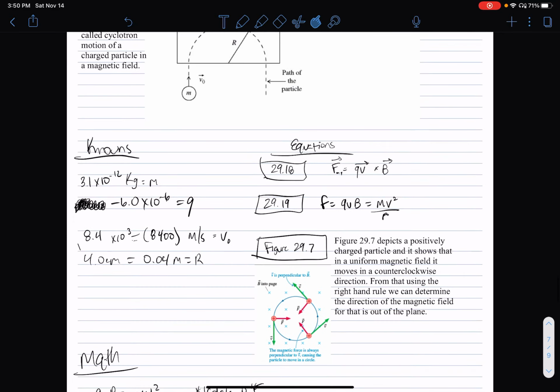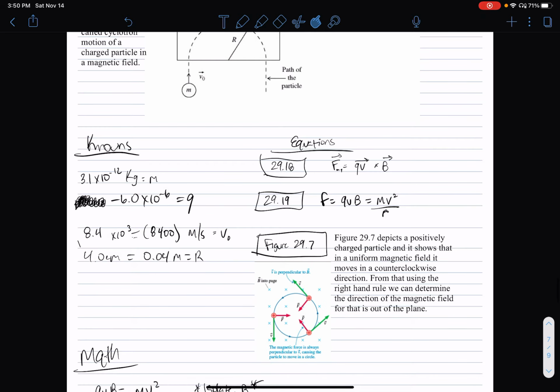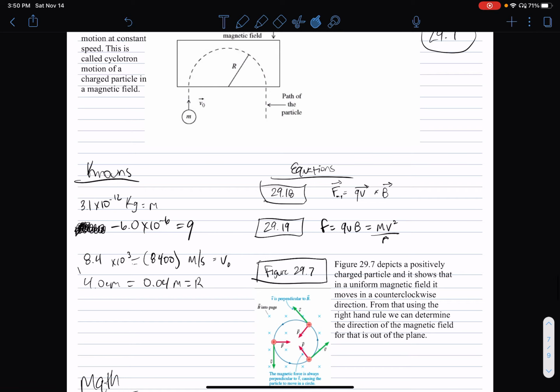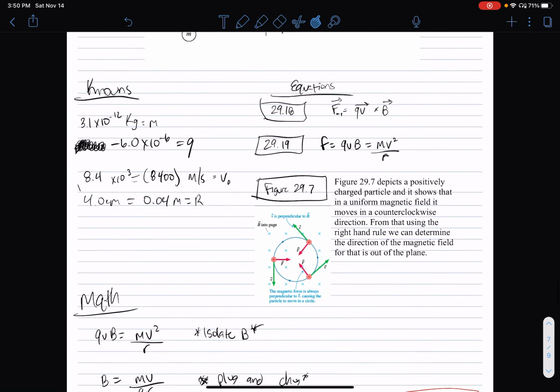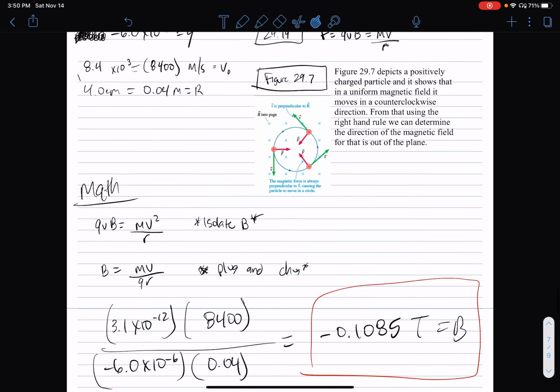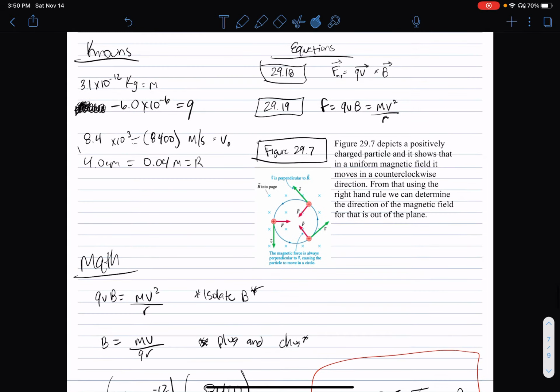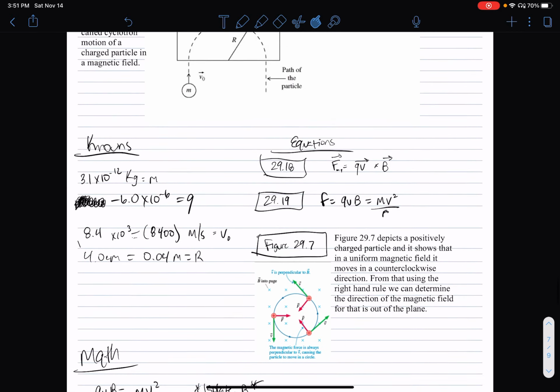So I listed out the knowns. The first known is the mass, which the problem states is 3.1 times 10 to the negative 12 kilograms. The next known is the charge of the particle, which is negative 6.0 times 10 to the negative 6. The initial velocity is given to us at 8.4 times 10 to the third meters per second, or 8,400 meters per second. And the radius is 4 centimeters, which translates to 0.04 meters.